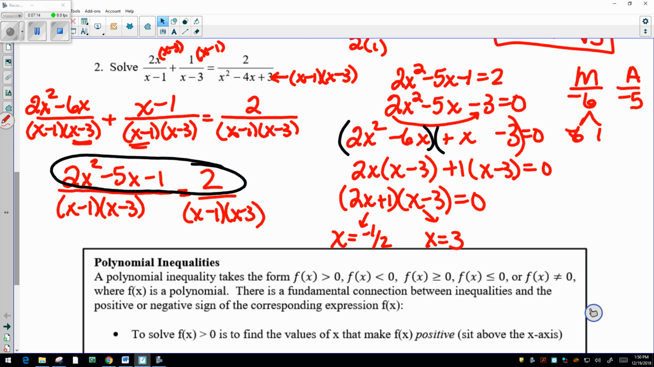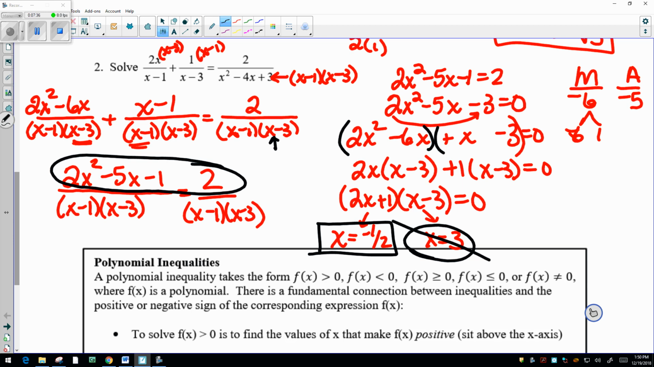So now we have to check for our extraneous roots. X equals 3 is going to give us an issue. If I try to plug in a 3 into here, I'm going to notice that that's going to give me a 0. And 0 times anything is 0, which means our denominator is 0, and that is no good. So we're going to get rid of that. That would be considered an extraneous root. So the solution to this problem is x is equal to negative 1/2. So that's when we have polynomial equations. We're solving rational equations.